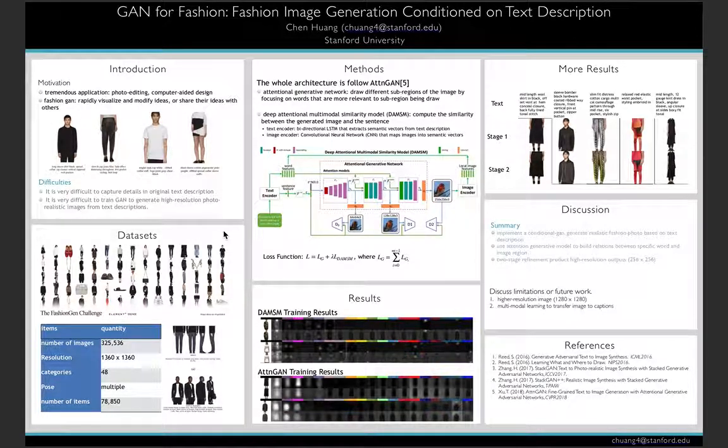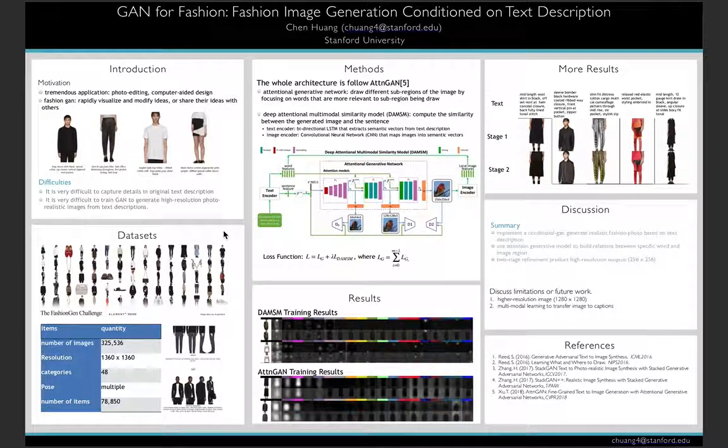The second component is the deep attentional multimodal similarity model. Basically, this model is trying to compute the similarity between the generated image and the sentence. And this module also has two parts. It has a text encoder, which is a bidirectional LSTM that extracts semantic vectors from the text description. And another is the image encoder, which is a convolutional neural network that maps the image into a semantic vector. So yeah, that's it.